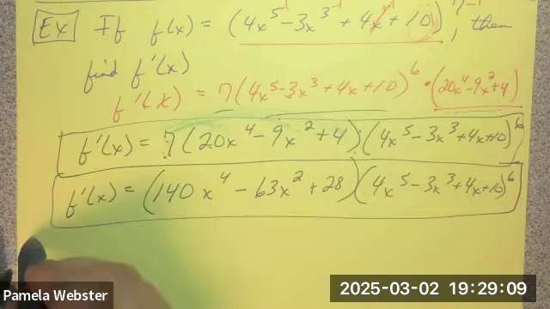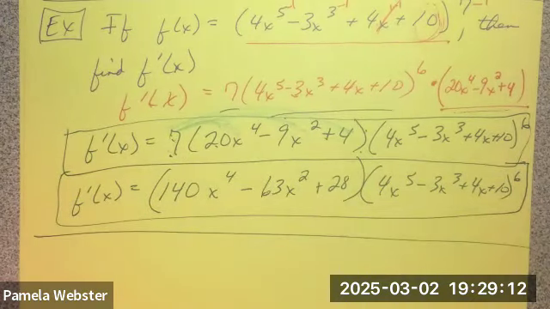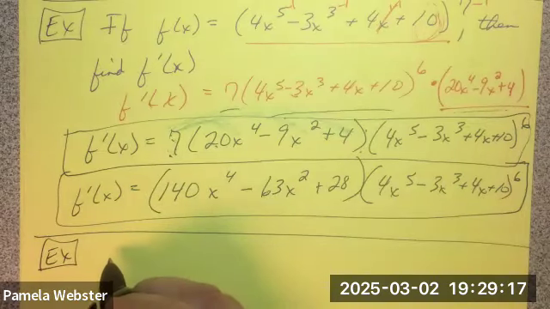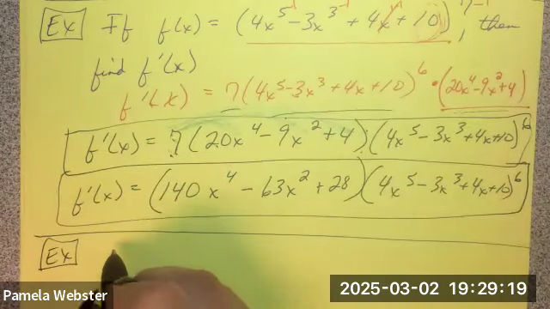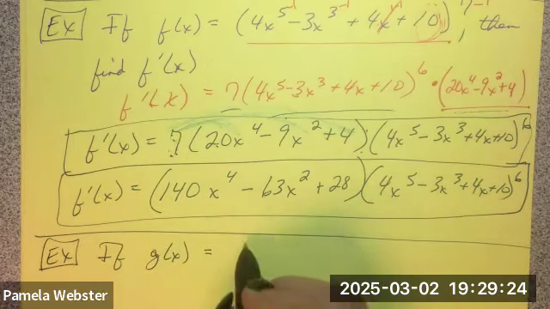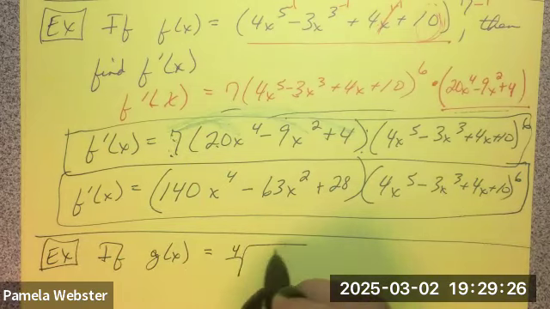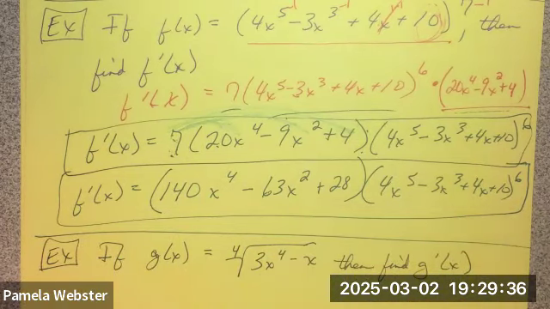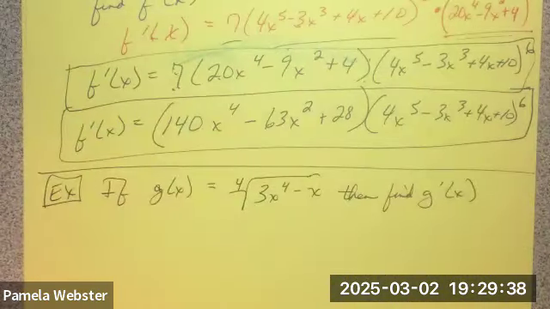All right. And our last one, and again, you want to pause it so you can work on it. You should do that. If f of x, let's say g of x, just because I'm tired of f's. If g of x equals the fourth root of 3x to the fourth minus x, then find g prime of x. Okay. This one, I will say before you press pause, you need to rewrite this guy, right? Because he's a radical.